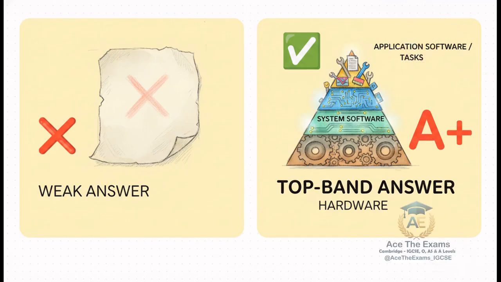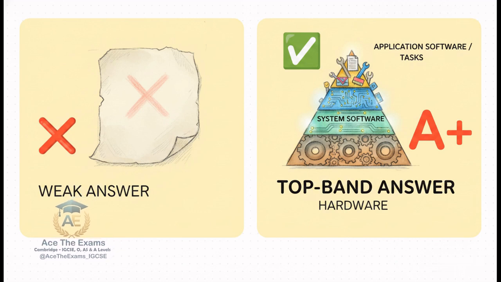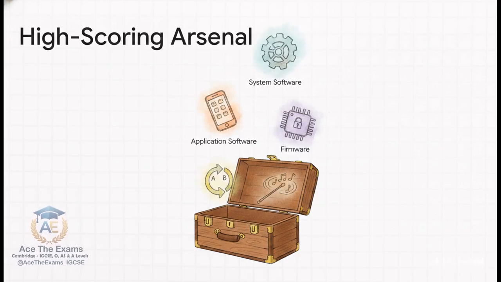The top-band answer states clearly, system software manages hardware operations, while application software utilizes translators to execute high-level user tasks. Boom. Do you see how that proves to the examiner that you understand the hierarchy? It proves you know that software isn't just one thing, but a layered system working together to control hardware. These are the exact technical terms you must use in your exam scenarios to demonstrate that you truly understand how software is essential to computer operation.